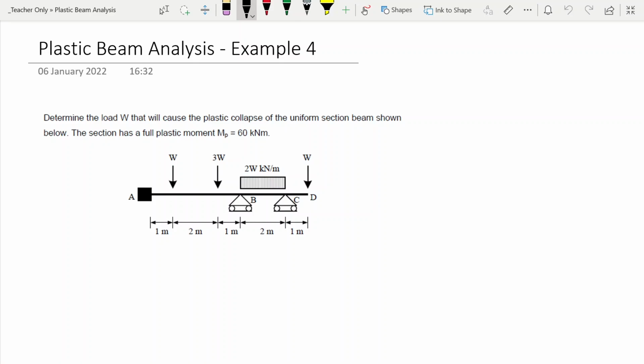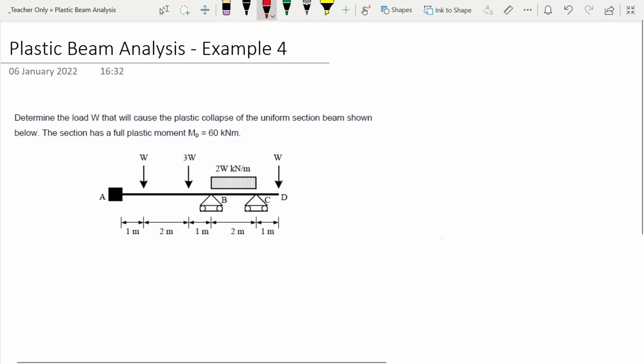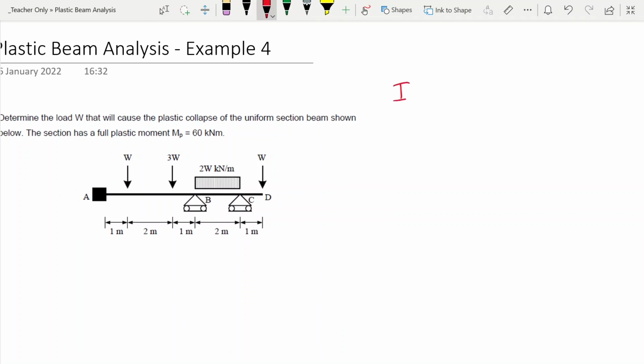Hi everyone. This video is the solution to example 4 of plastic beam analysis, which is going to be the last example that we're going to cover in video. This is a very complicated structure, so it will have a lot of collapse mechanisms. And as you can see, we have the plastic moment, and we need to find the load, which means this will be a capacity problem.